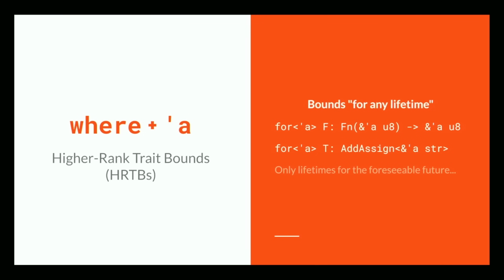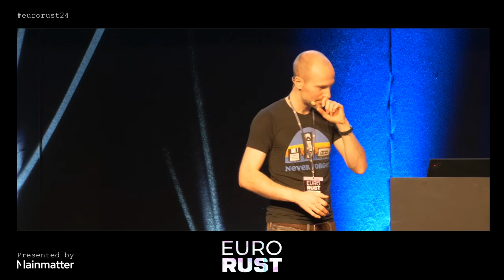That's all higher ranked trait bounds really are. They're a way to say, for any lifetime, the following is true. We only have these kinds of for-all bounds for lifetimes at the moment, and for the foreseeable future. You cannot say for any T, or for all T, f is a function from T to T. That's not a thing you can currently write, and probably won't be able to for a while, but you can do it with lifetimes. And that's also where it's most useful in Rust.